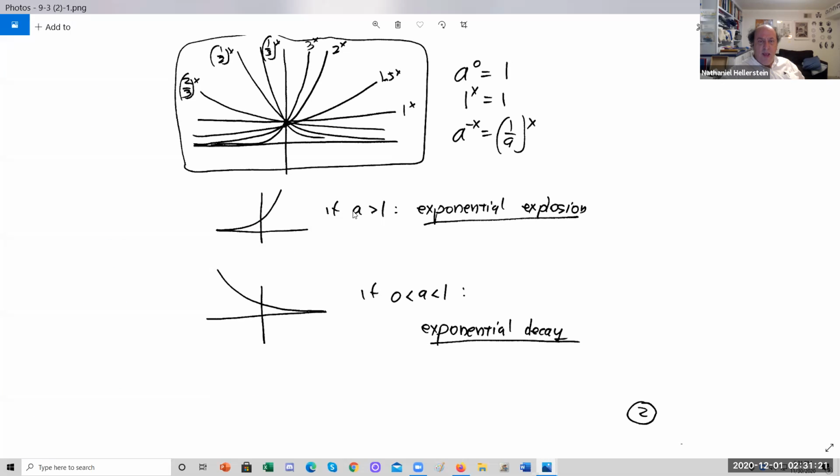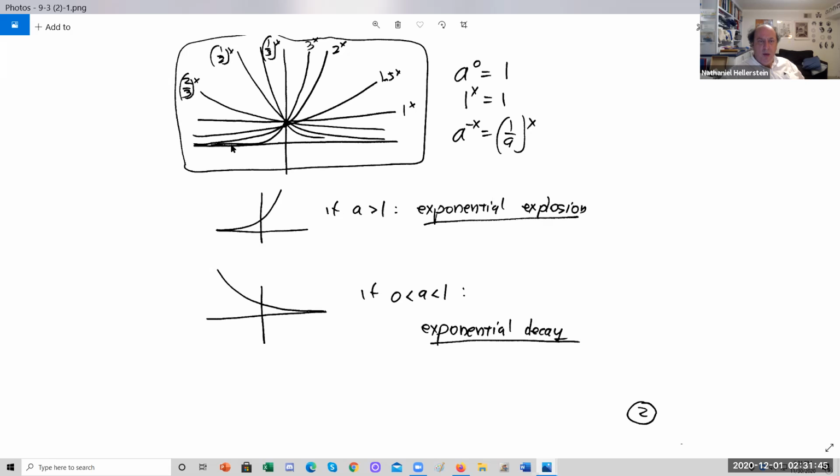Now, if a is bigger than 1, then it starts small and ends big. It's called an exponential explosion. If a is between 0 and 1, then it starts big and ends small. This is called exponential decay. 1 to a power x is always equal to 1, so the 1 to the x function is just flat like that. A to the 0 is always 1, so these all go through 0 by 1.